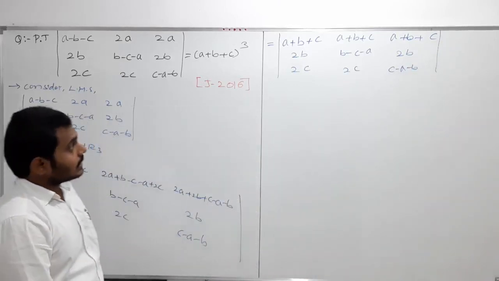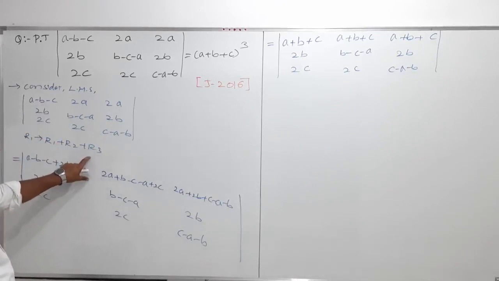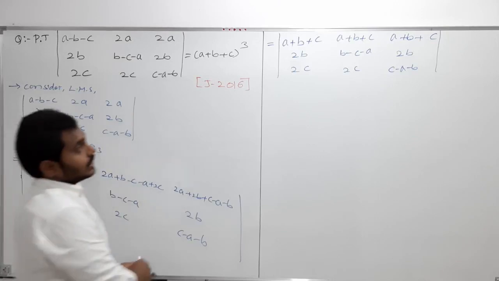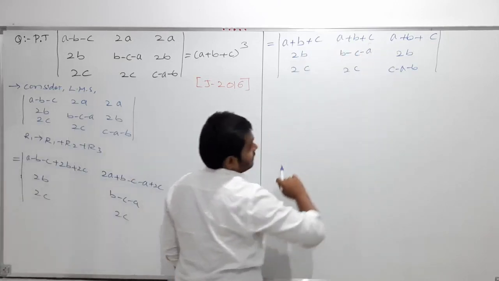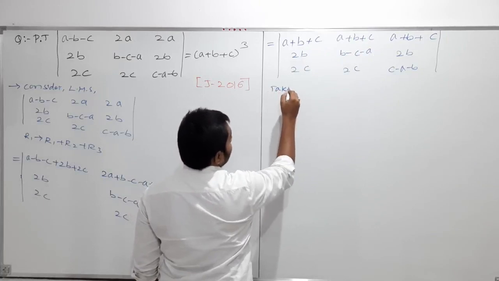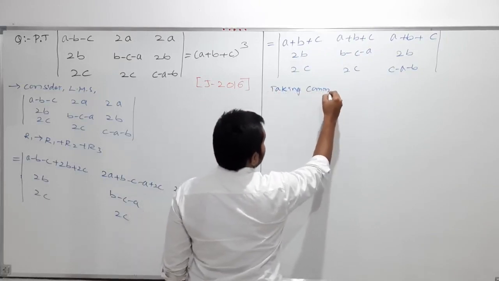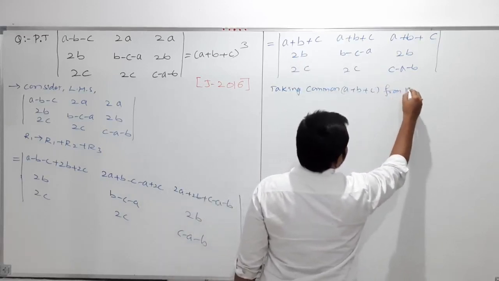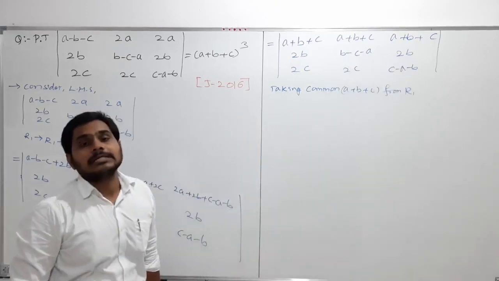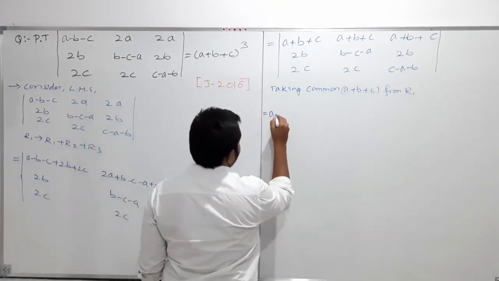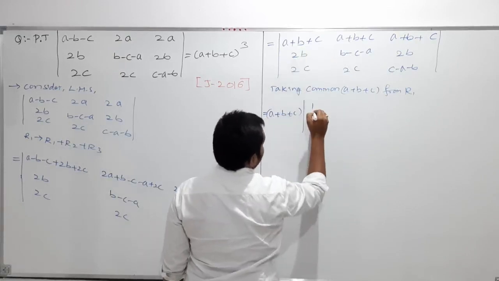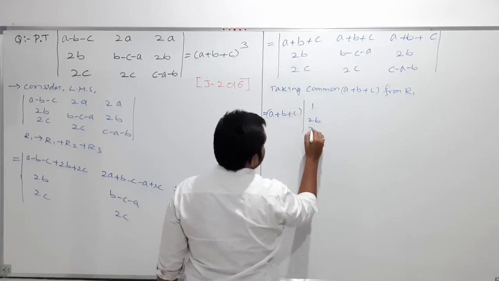Clear? So I think now you may have understood. Why am I adding these three? I added these three because I got a plus b plus c, a plus b plus c, a plus b plus c. Now taking a plus b plus c common from row 1. So therefore a plus b plus c into, if I take a plus b plus c common, what is remaining? 1, and remaining 2b as it is, 2c as it is.